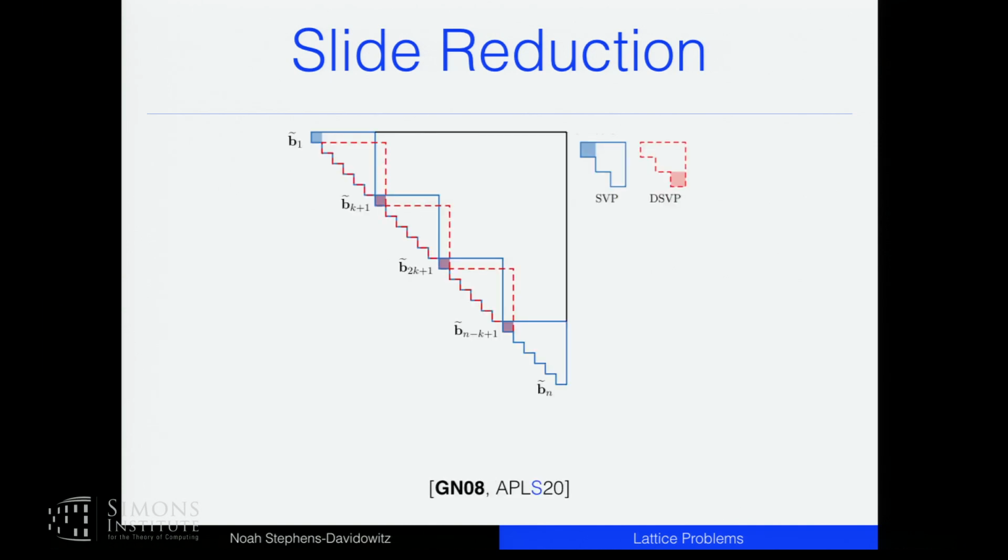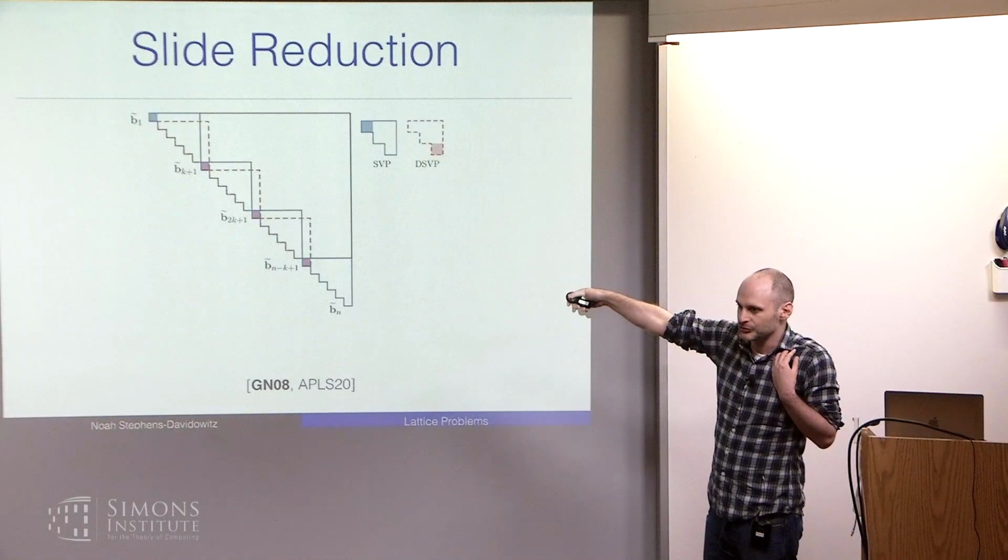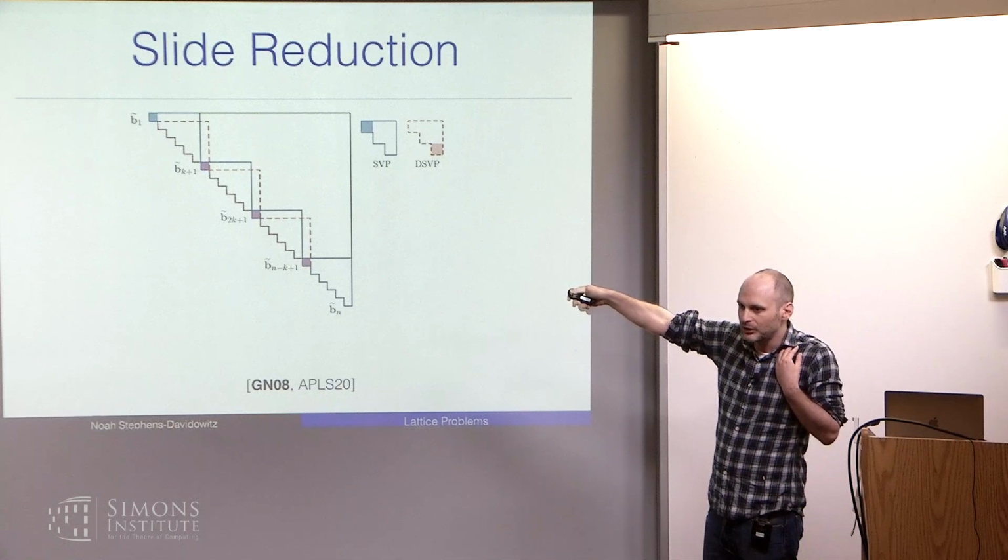It can be depicted like this. The idea is to take your upper triangular matrix and divide it into blocks just like before. So here I have blue blocks and dotted red blocks. And I'm going to do different things in these blue blocks and the red blocks. The blue blocks, I'm going to SVP reduce. So the first vector that I've shaded here is going to be as short as possible.